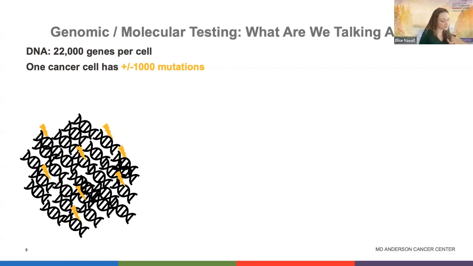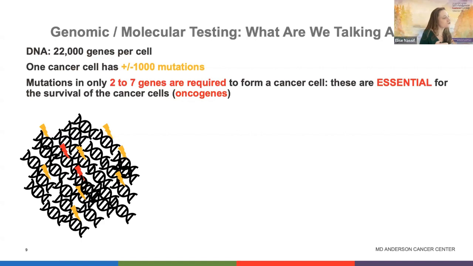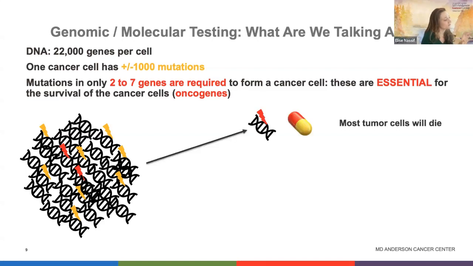But out of those 1,000 mutations, on average, there are only 2 to 7 of those genes, of this machinery, that are really important for this tumor cell to survive and to give it its cancer phenotype. And so those are those red ones. So if I have a red gene, an essential gene that is mutated, and I have a good drug that actually acts on this essential mutation, then the drug will cause most of the tumor cells to die.